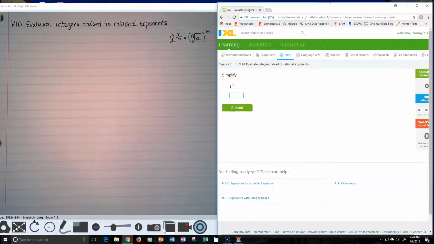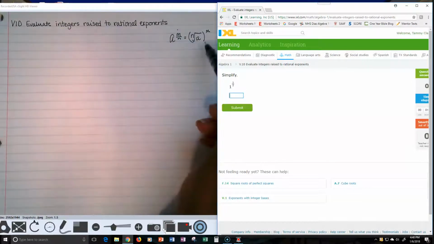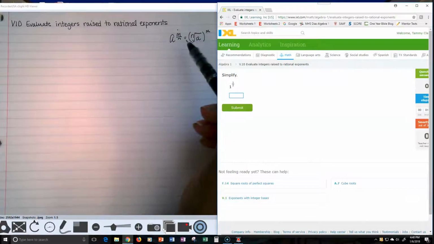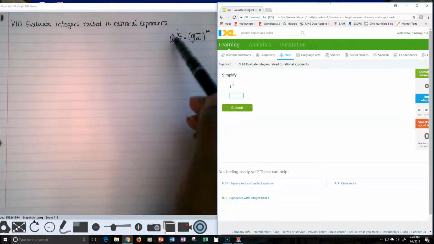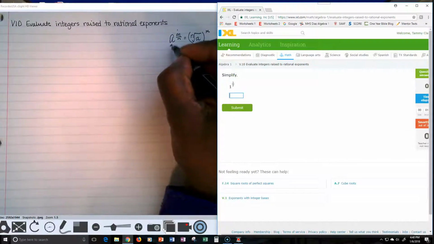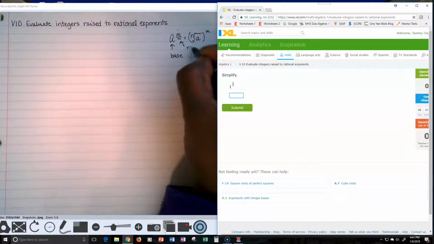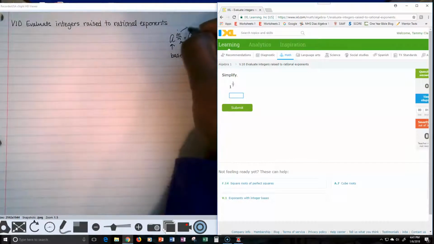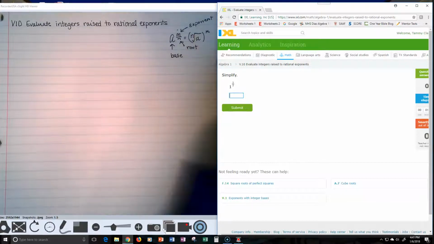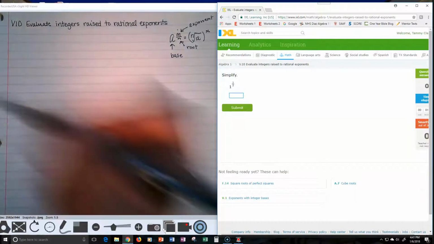We're looking at V10 today, which is evaluating integers raised to rational exponents. In other words, the exponent is a fraction instead of a whole number. I put this here to remind you what this is going to look like as we move through. So A is your base, and remember N is the root, and M is the exponent you're going to raise your result to when you're done. So let's go ahead and jump in.